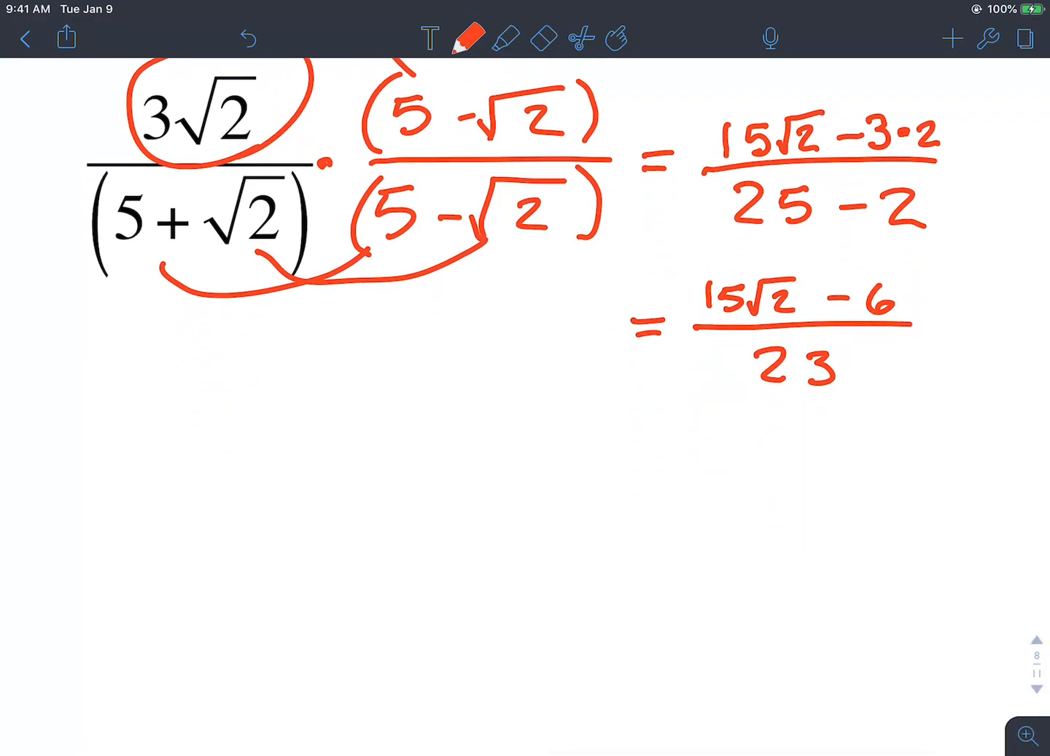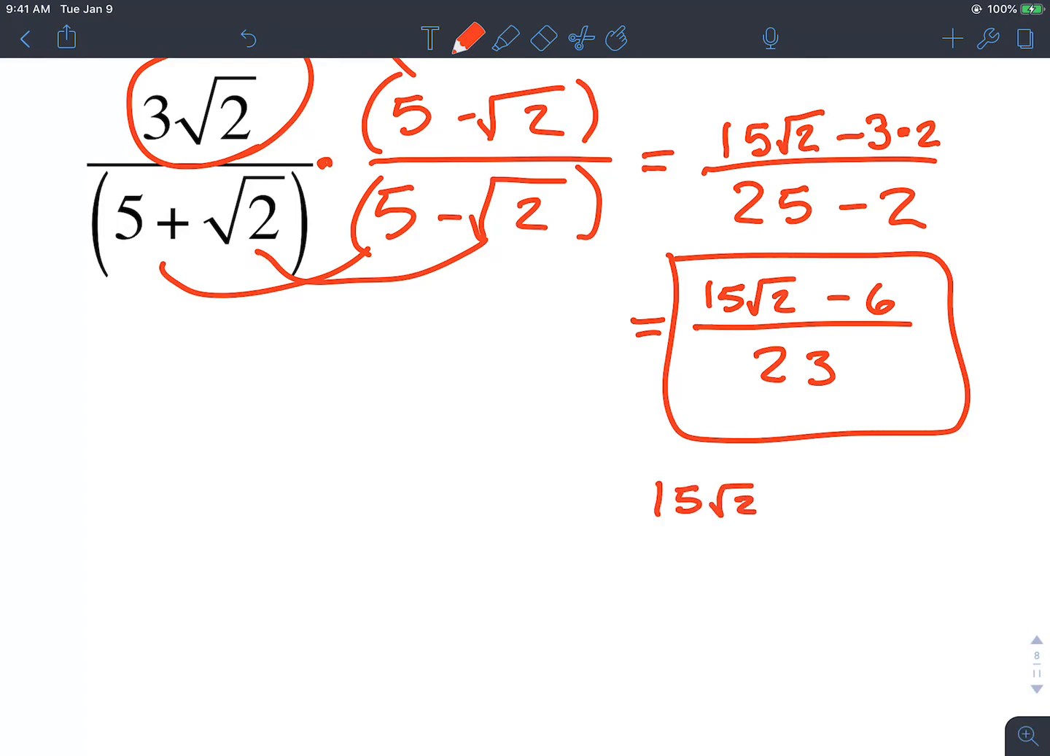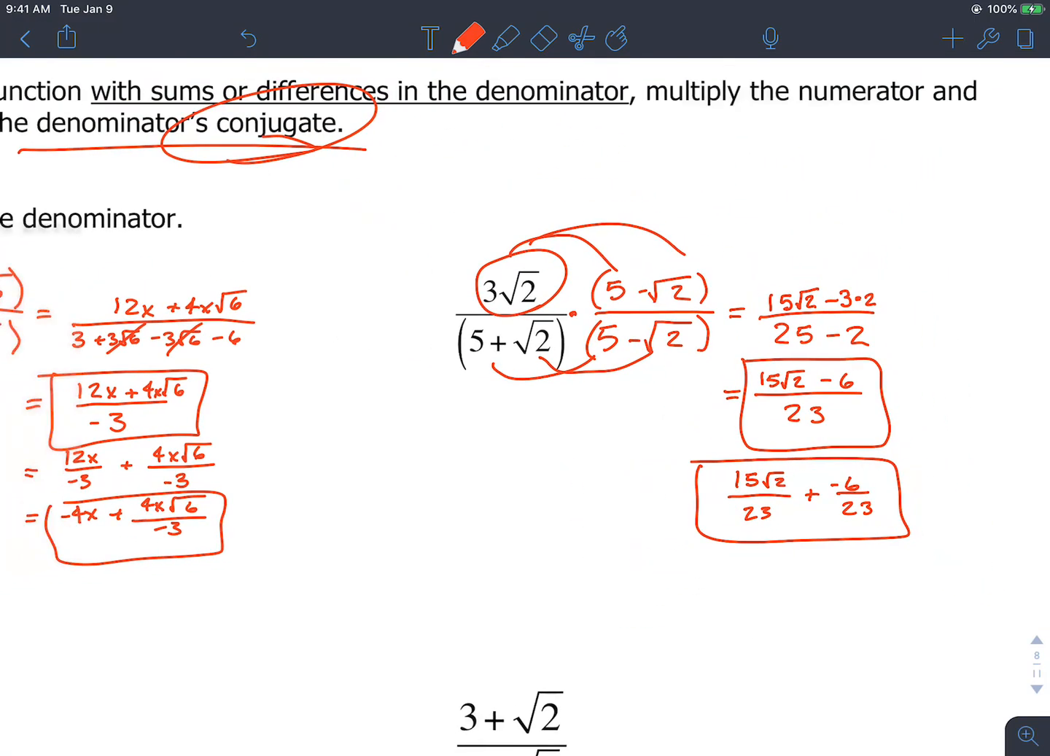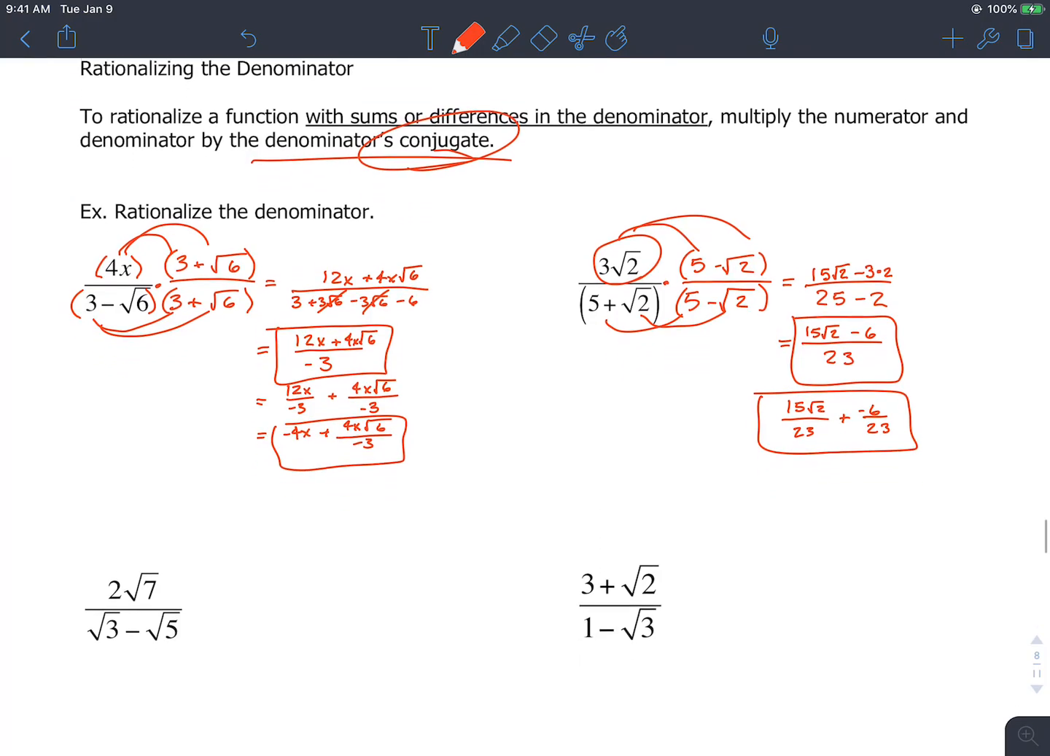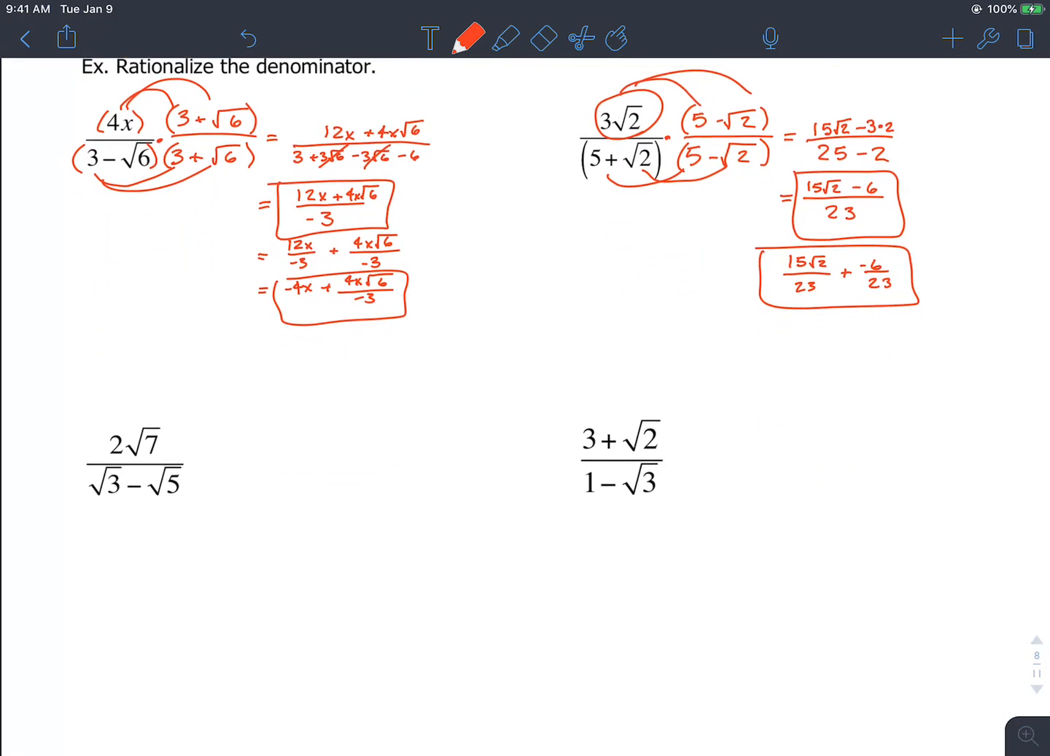And then that's one way you can leave your answer right there. If you want to split apart the fraction, you can do that, but I don't even think anything reduces. You can do minus and then 6 over 23, or you can put plus and then negative right there. It doesn't really matter which way you write it. So anyways, multiply by the conjugate. That gets rid of these crazy looking binomials in the denominator. So we got a couple more here.